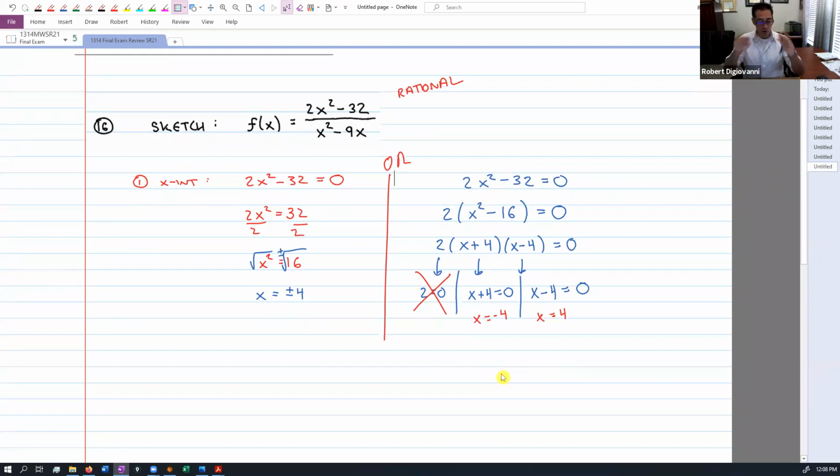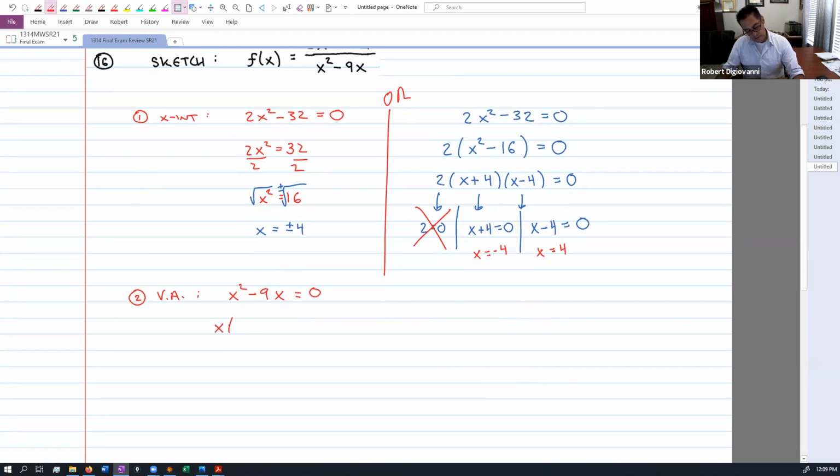Remember, those are going to be points on our graph. The next thing is to find the vertical asymptotes. And to do that, you set the denominator equal to 0. This one works a little different because they both have an x. So I can factor an x out and be left with x minus 9. Then set each of those equal to 0. So I get x is 0, and then this one gives you x is 9. These are vertical asymptotes. These are dotted lines. They're barriers. They force our graphs up or down.